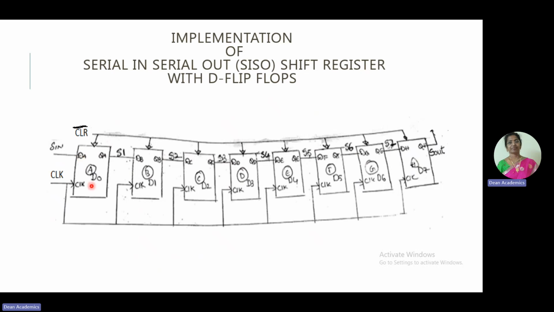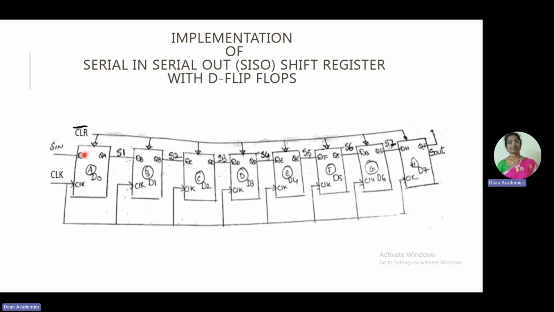For D flip-flops, we have to apply clock pulses. Therefore, the clock is applied to all the flip-flops. Right? Now, we also apply a clear signal to clear the contents of the register. Therefore, we use clear bar here, and it is an active low signal, applied to all the flip-flops.